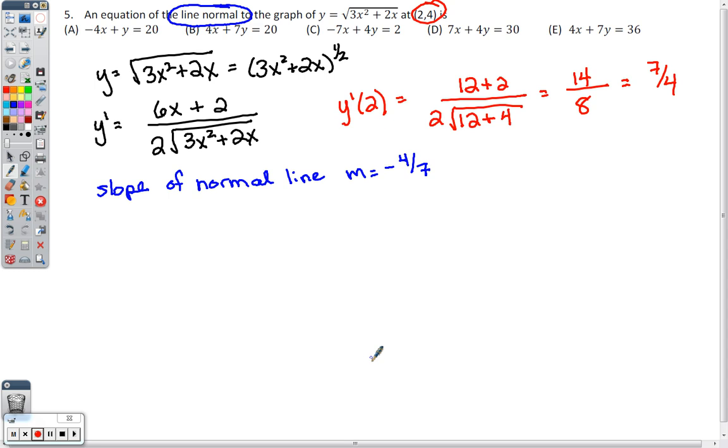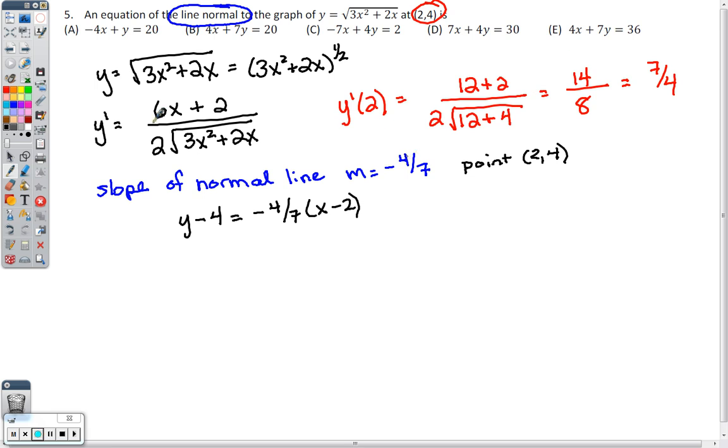And so let's make an equation of the line. All right, we can do that. And so we know that the point is (2, 4), right? So we're going to get y minus 4 equals negative 4/7 times (x minus 2). We can circle it and be done, right? Not quite. This is multiple choice.